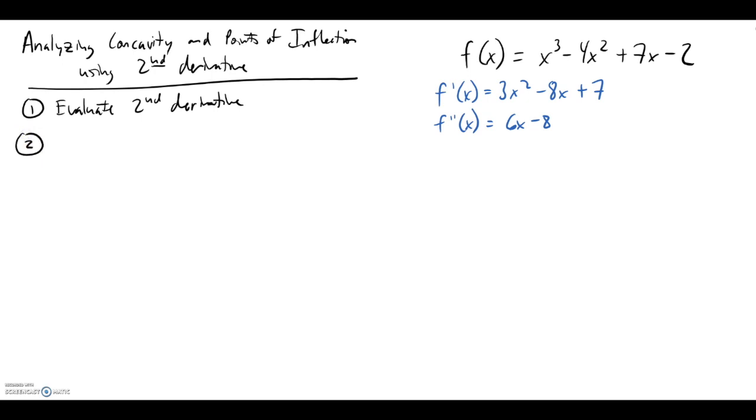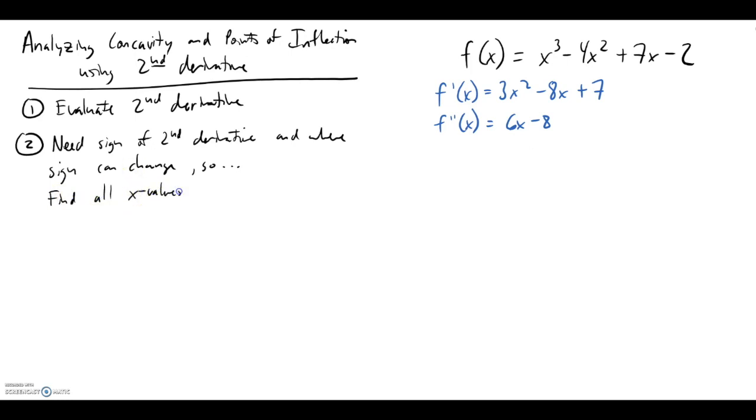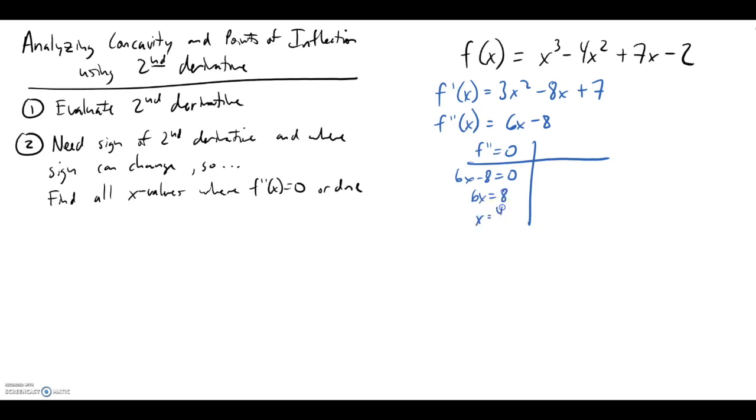Step 2. And in this step, what we're going to need to think about if we're going to determine concavity is we need the sign of the second derivative and where the sign can possibly change. So this must mean that we're going to find all x values where that second derivative equals 0 or does not exist, much like critical values for the first derivative. And so setting our second derivative equal to 0, the 6x minus 8 equal to 0, we'll get an x value of 4/3. And for the does not exist case, we don't have any of those because we are working with a polynomial.